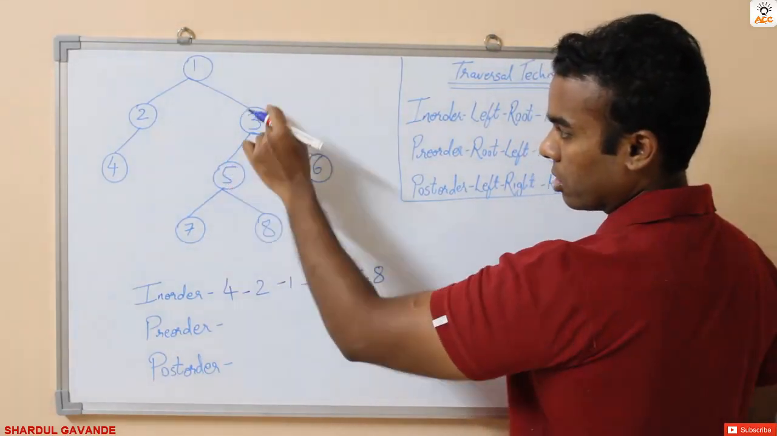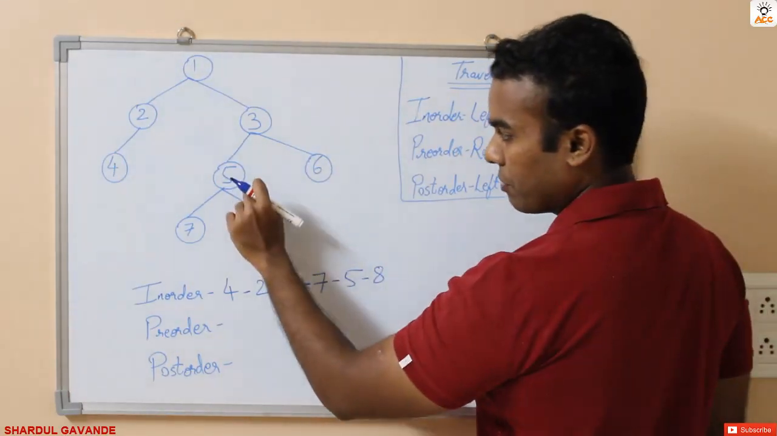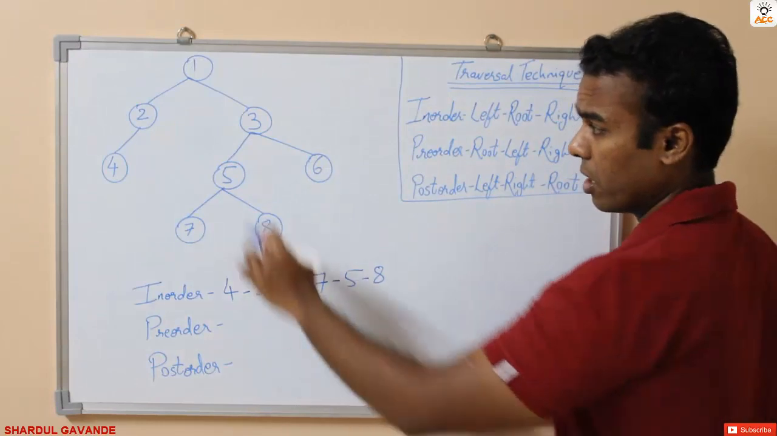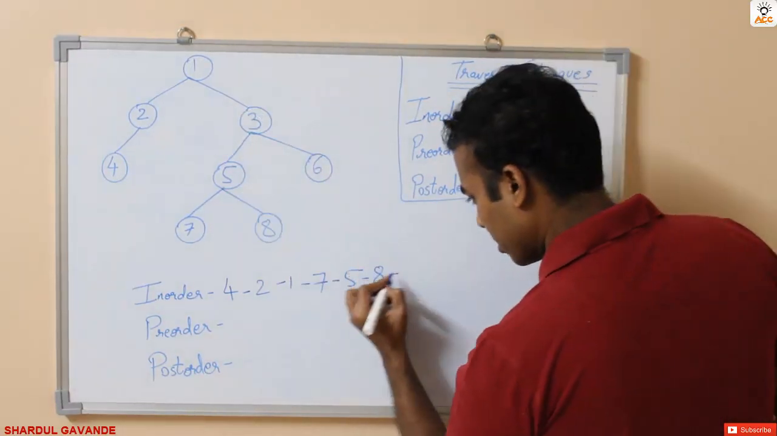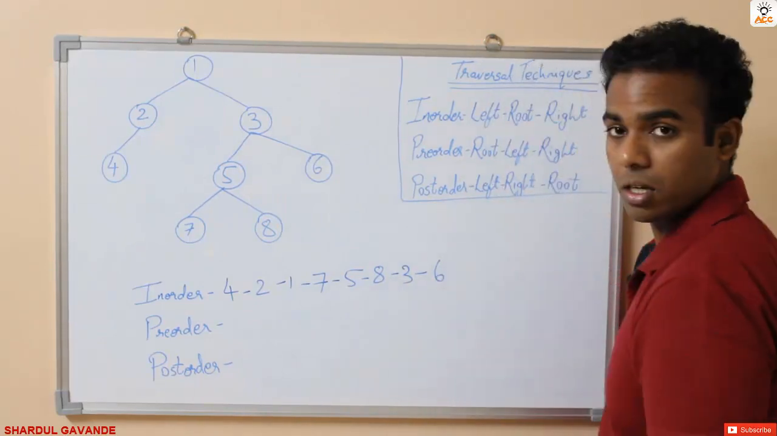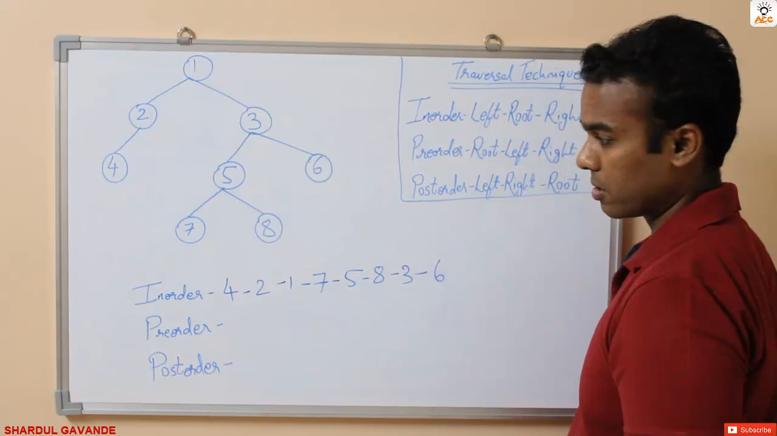Now let's deal with 3, 5 and 6, this subtree. Left, root and right. 5 I have already written, I will not write 5. The root of 5 is 3 and then the right is 6. So my in-order is 4, 2, 1, 7, 5, 8, 3, 6.